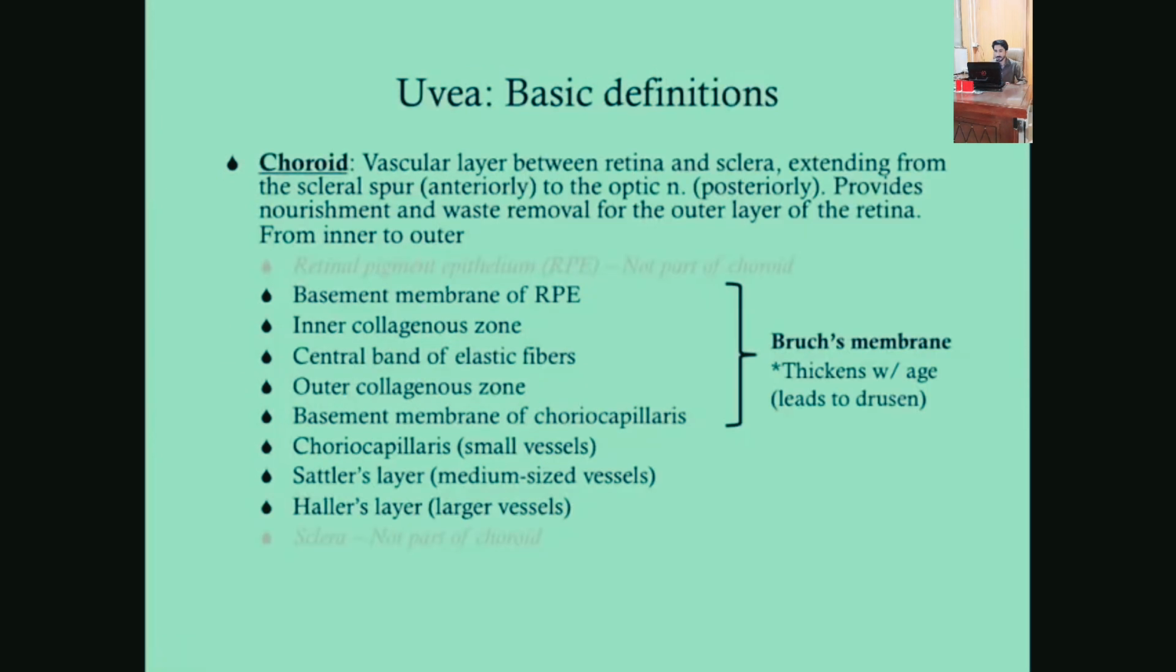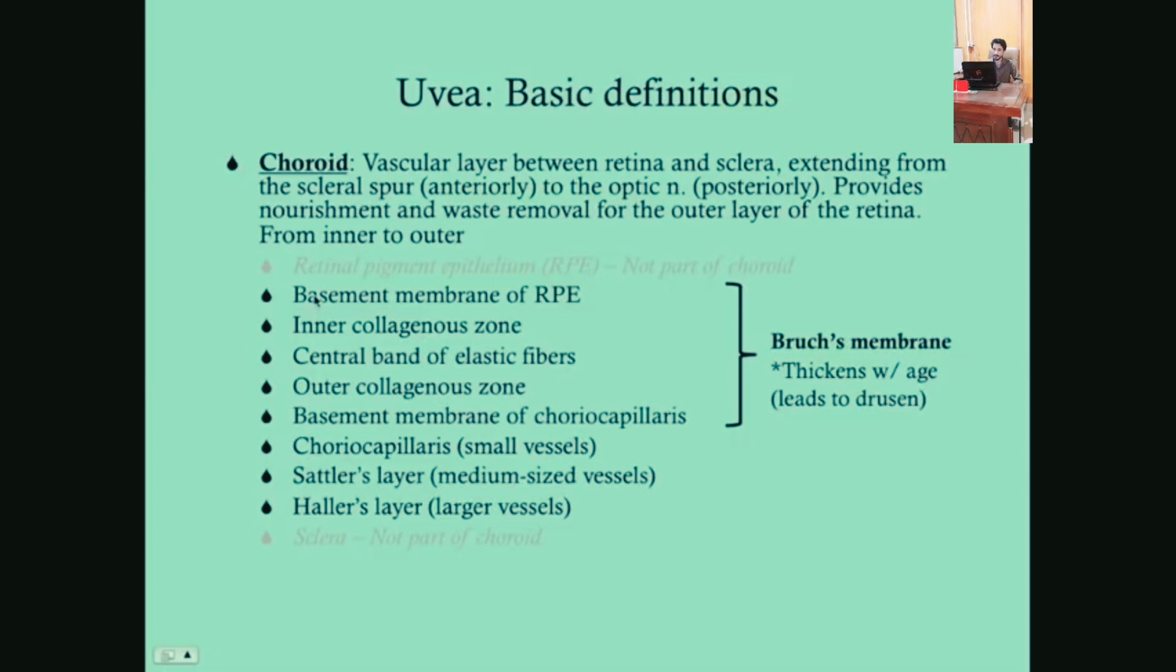Okay, so the choroid is a vascular layer between the retina and the sclera, and it extends from the scleral spur to the optic nerve posteriorly, and this provides nourishment and waste removal for the outer layer of the retina. And so there's multiple layers of the choroid. Don't memorize these, just know there's multiple layers and they're primarily vascularized.